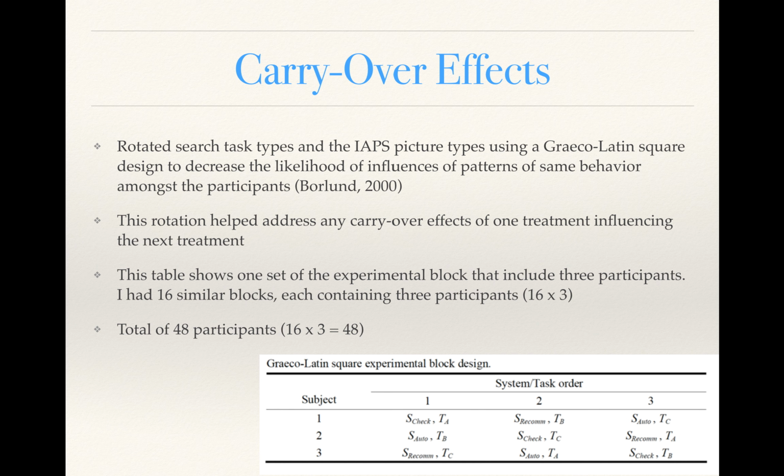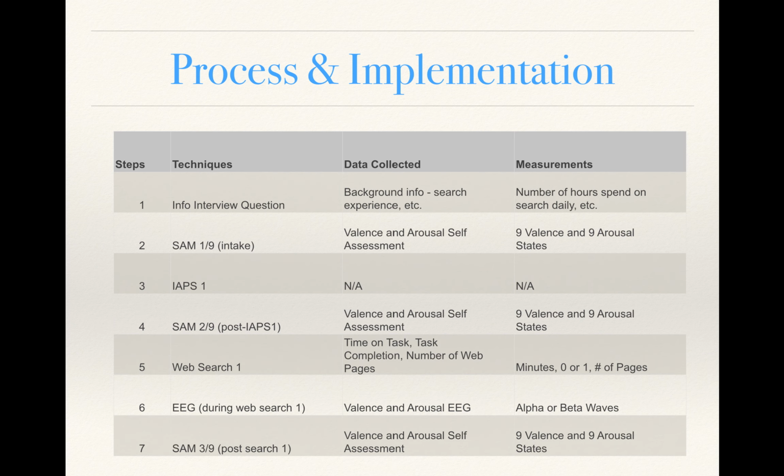I used the Greco-Latin square design, and the table that you see is a block of 3 participants. I did this 16 times, so at the end I had 48 participants who did this block basically 16 times. So every subject that you see was exposed to this. For example, subject 1 was exposed to the first row, and so on. And this continued for 48 participants.